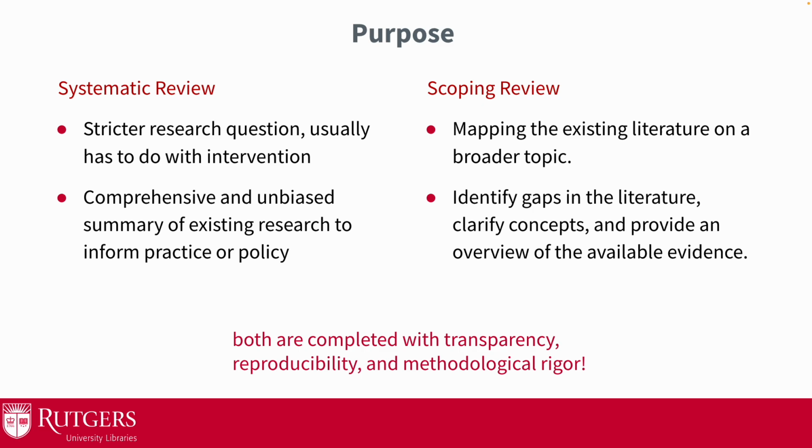But a systematic review has usually a stricter research question, often has to do with an intervention. It's comprehensive and unbiased, as is a scoping review, but it usually is more about applications to existing research that might inform practice or policy. Scoping reviews, on the other hand, are often used to map existing literature on a broader topic. They are quite literally used to scope the existing literature. They're often used to identify gaps, clarify concepts or definitions, and provide overviews of the available evidence, sometimes in order to further a research trajectory or as preparation for, you guessed it, a systematic review.